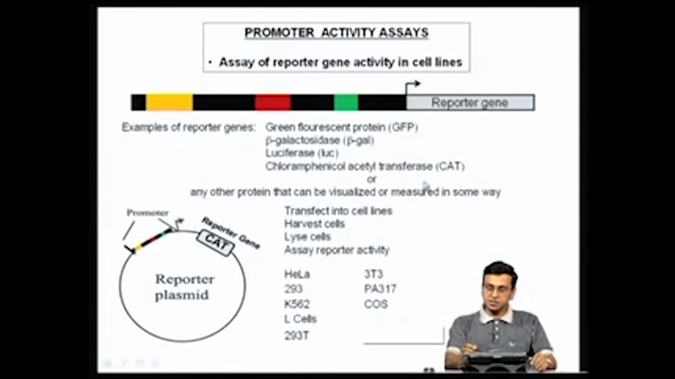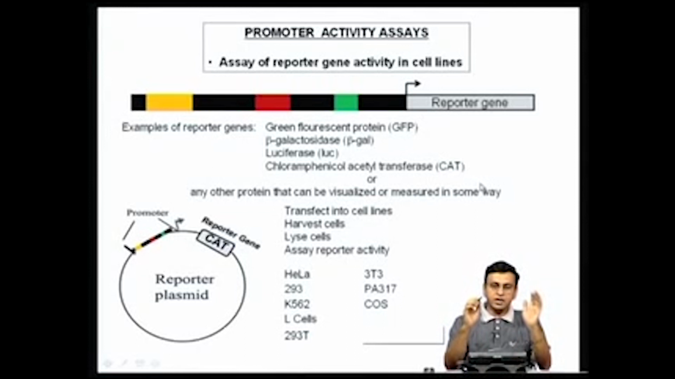Or you have reporter genes like chloramphenicol acetyl transferase, which converts chloramphenicol into acetyl chloramphenicol, and these non-acetylated and acetylated forms of chloramphenicol can be easily separated on a thin layer chromatography, and the percent of acetylated form that is formed is actually a measure of the promoter activity. So, these are the most commonly used reporter genes in eukaryotic gene expression studies.